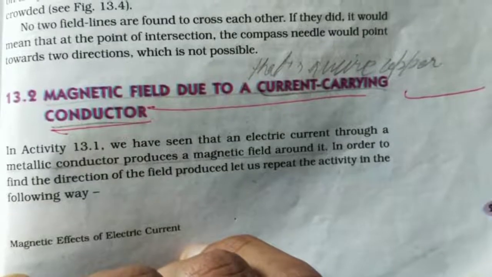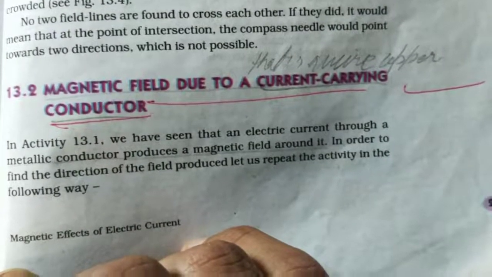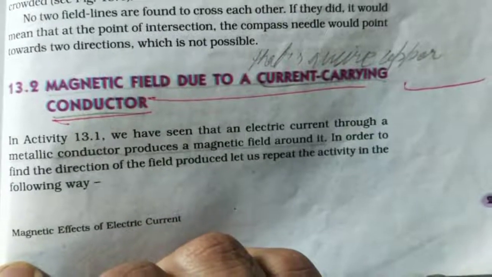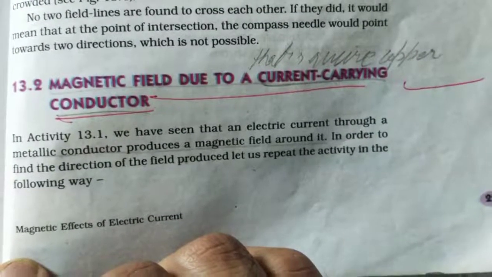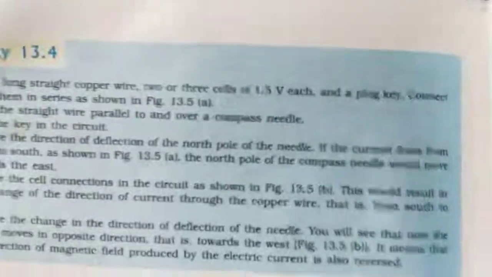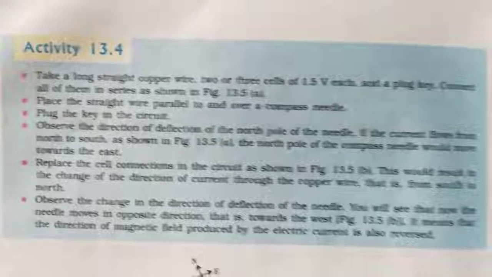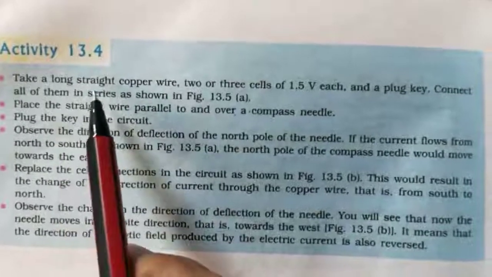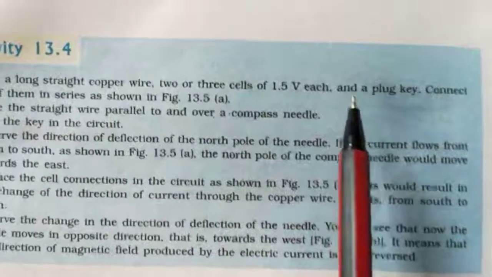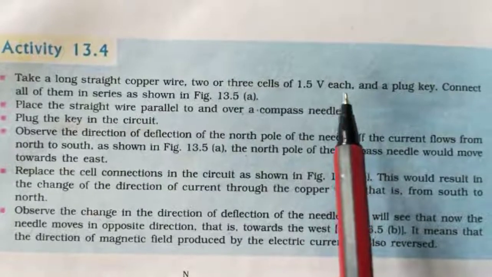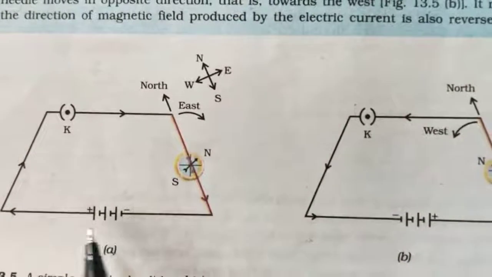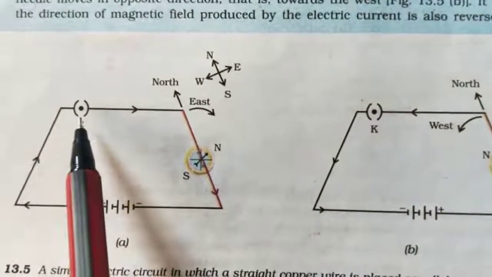Activity 13.1. We have seen that an electric current through a metallic conductor produces a magnetic field around it. In order to find the direction of field produced, let us repeat the activity in the following way. Take a long straight copper wire, 2 or 3 cells of 1.5 volt each and a plug key. Connect all of them in series as shown in fig 13.0. We have to connect the cells like this, a key and a wire.